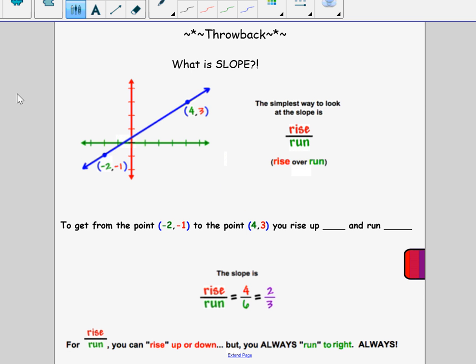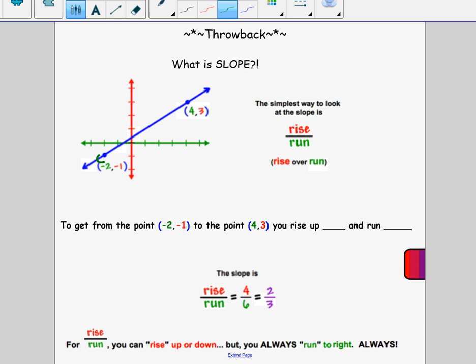All right, so throwback here because I'm sure you talked about slope all the way back in pre-algebra, and the simplest way to look at it is that slope is the rise, how much we go up and down, over the run, how much we go left, right. So to get from point -2, -1 to the point 4, 3, we are going to rise up.